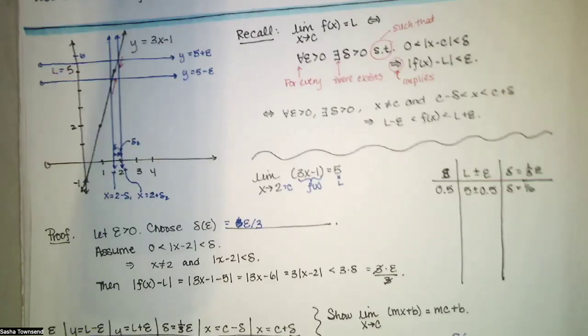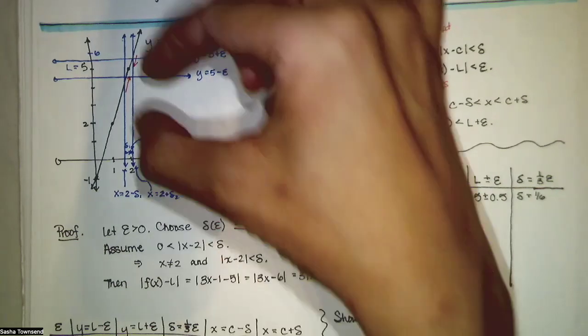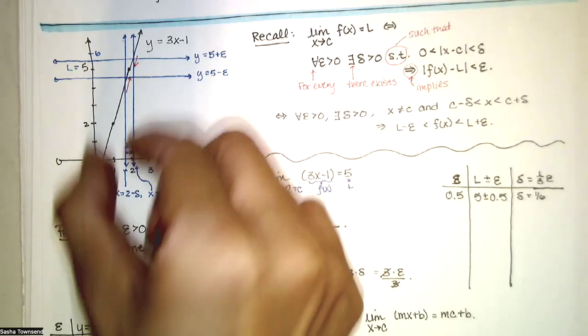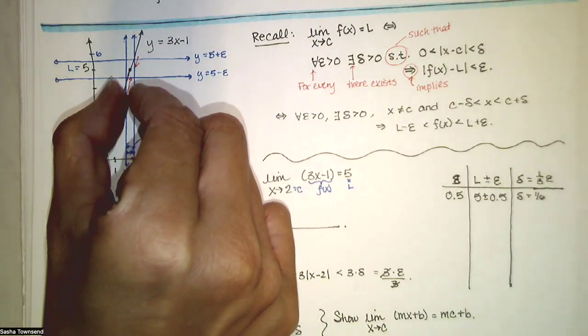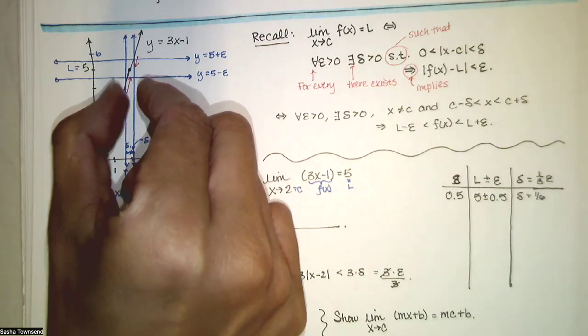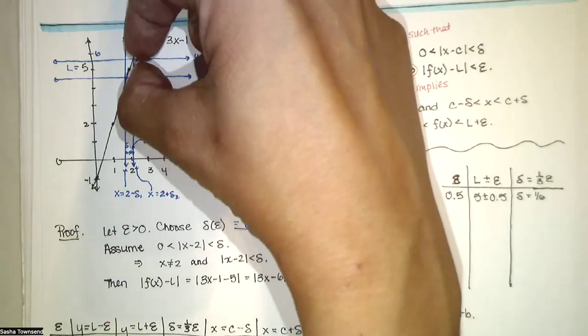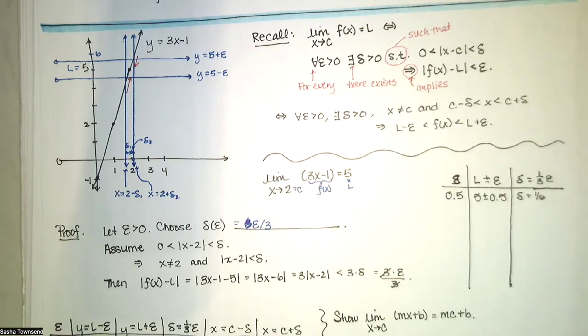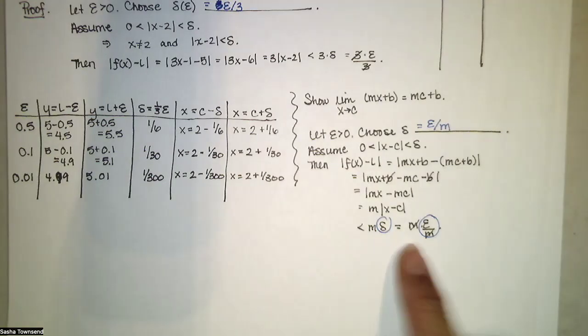And I hope you can see why that's the case. If this has a slope of 3, well, the x values have to be in an interval where the corresponding width of the interval has to be 1/3 of that. And that's what this shows right here.